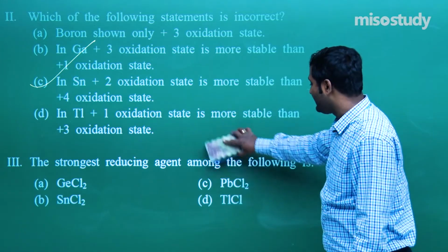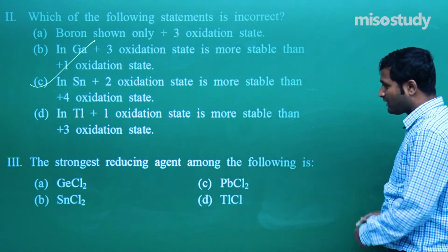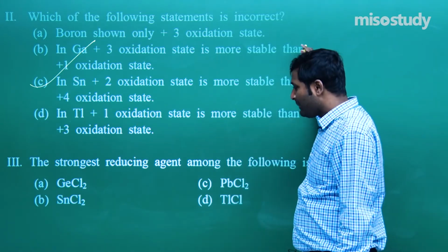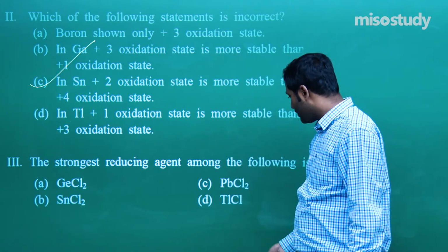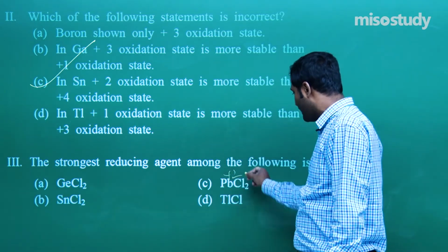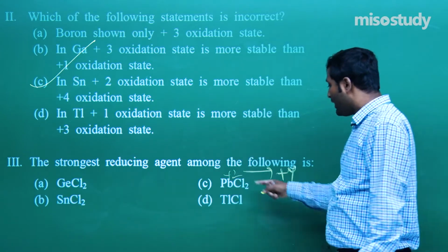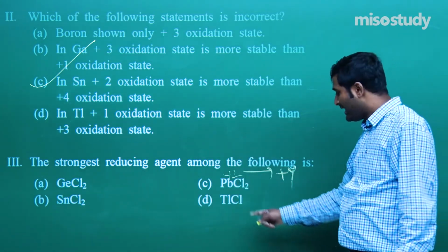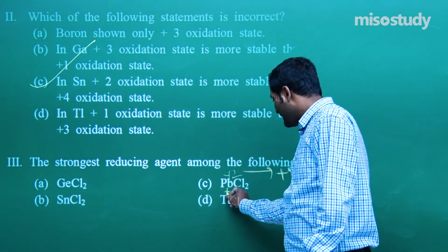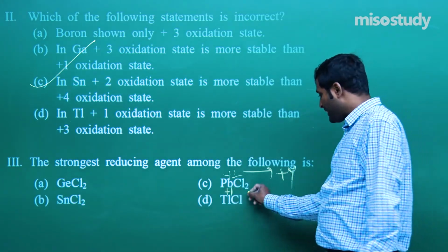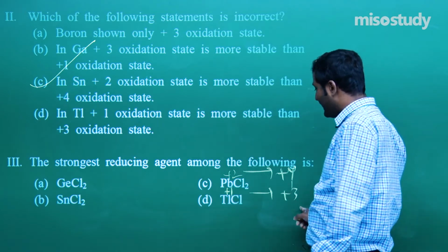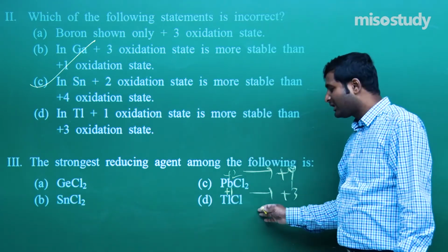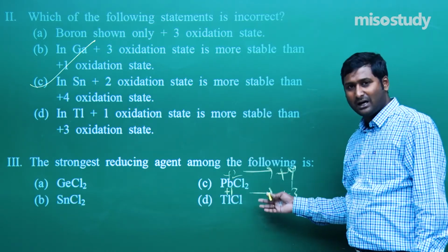The strongest reducing agent. Look at what is the strongest reducing agent. What is a reducing agent? Definitely it increases its oxidation state. If I talk about PbCl2, the +2 oxidation state will not convert to +4 because +2 is more stable than +4 in case of Pb. TlCl, as we know, Tl has oxidation states +1 and +3, and +1 is more stable than +3. So no oxidation takes place, that is, it will not act as a reducing agent.